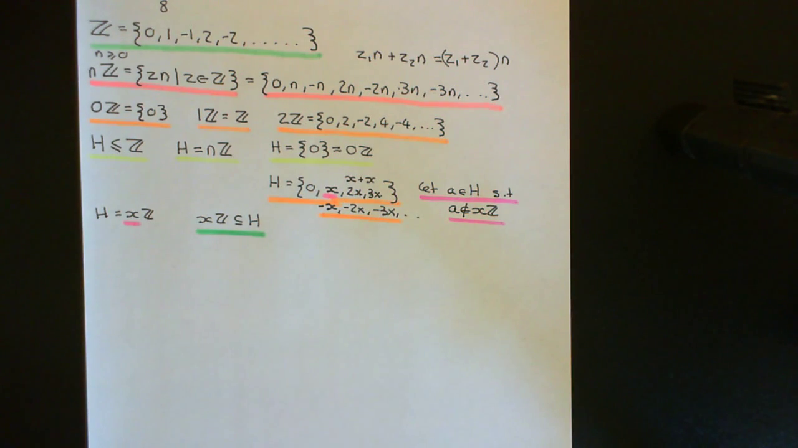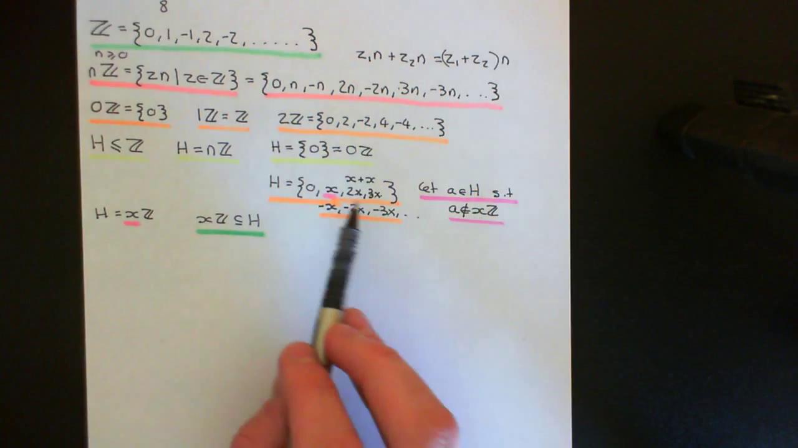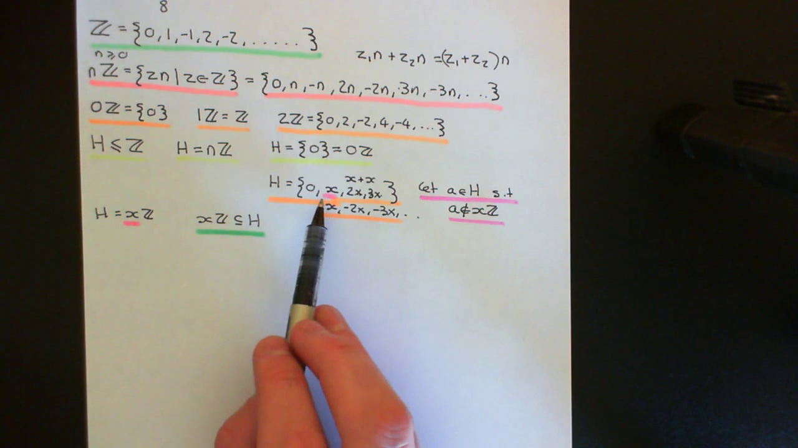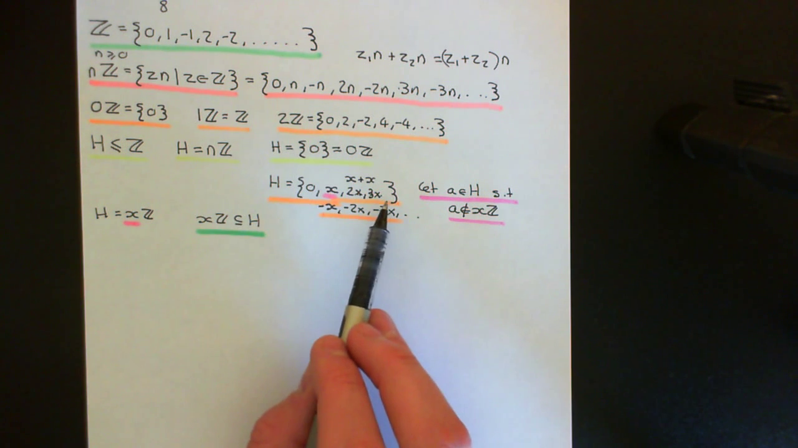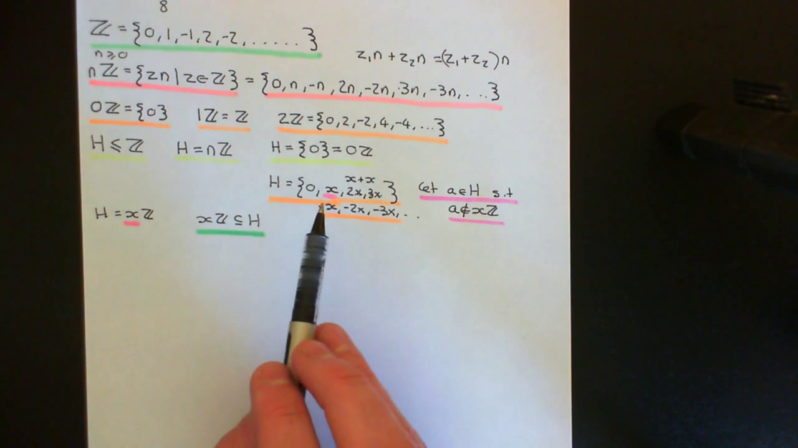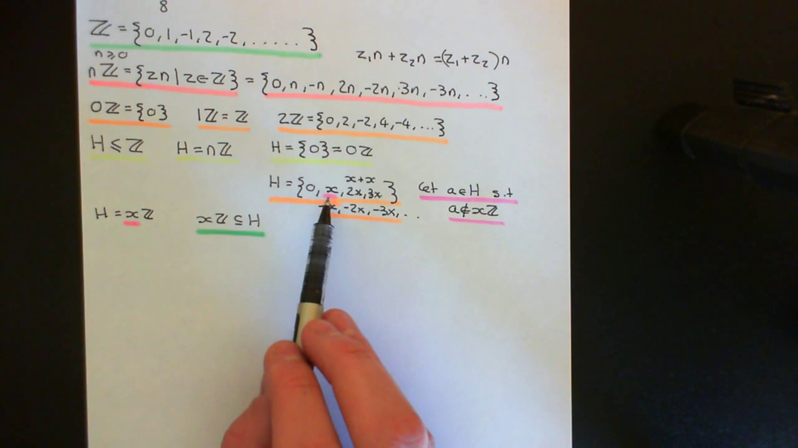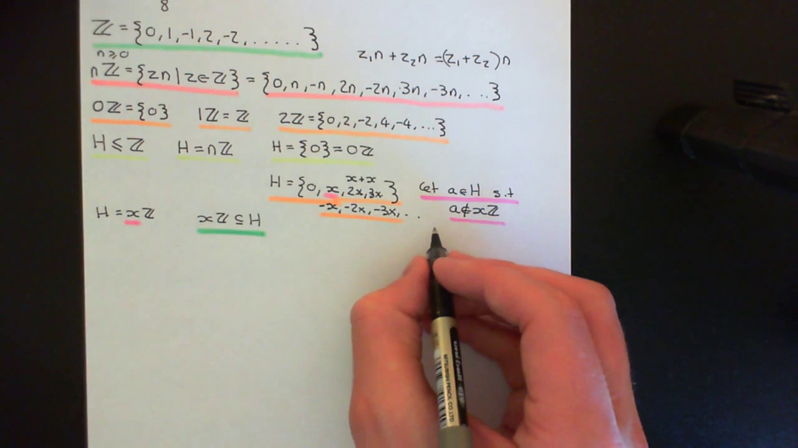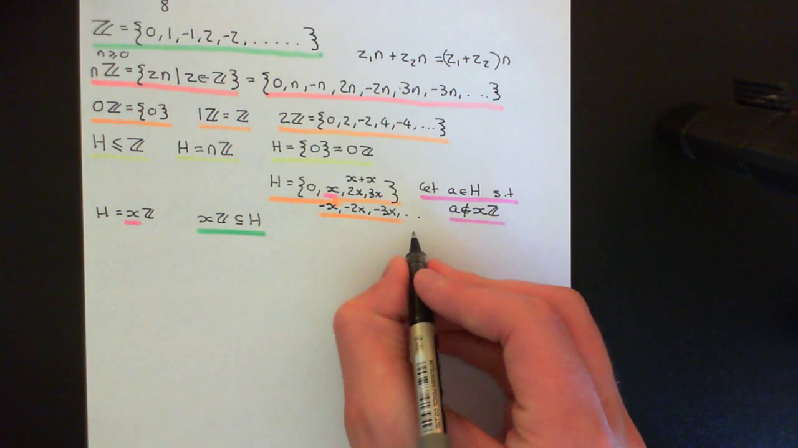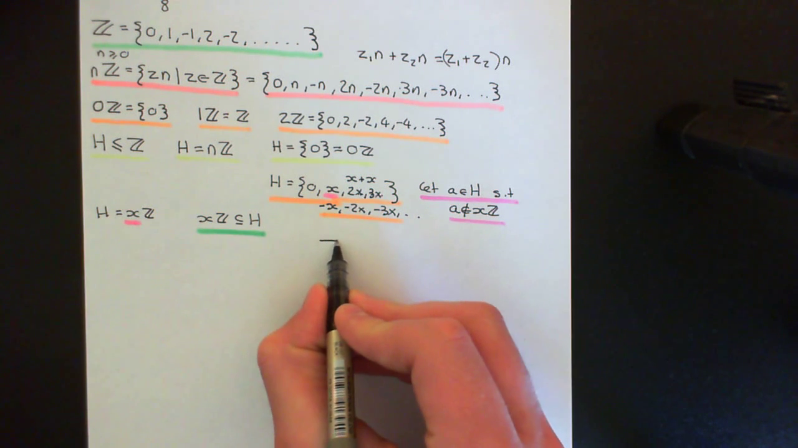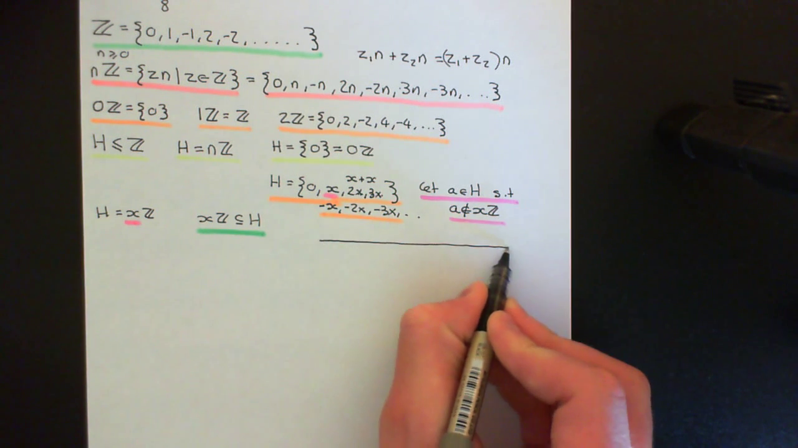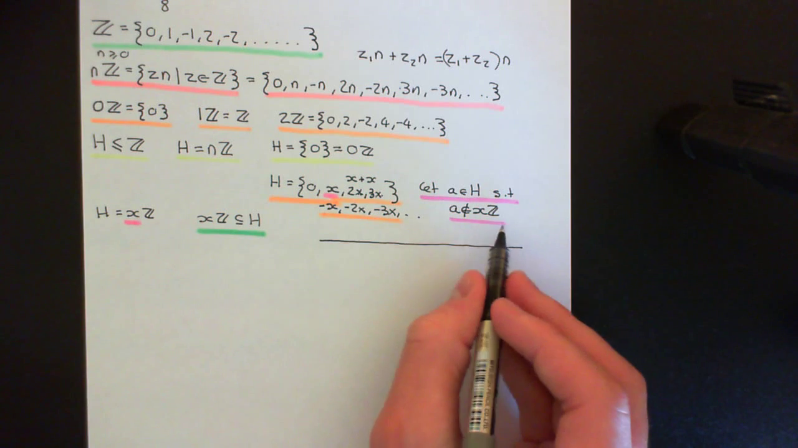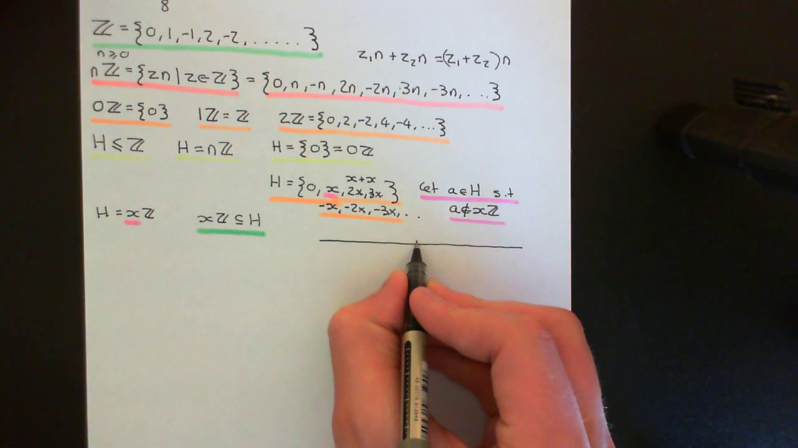Well, the contradiction that I'm going to arrive at is that x was not the smallest positive integer in this subgroup capital H, which is a contradiction because I assumed that we had picked the smallest positive integer in this subgroup capital H. So how am I going to do this then? Well, what we're going to do is use the fact that we can divide with a remainder in the integers. So let me explain this in more detail.